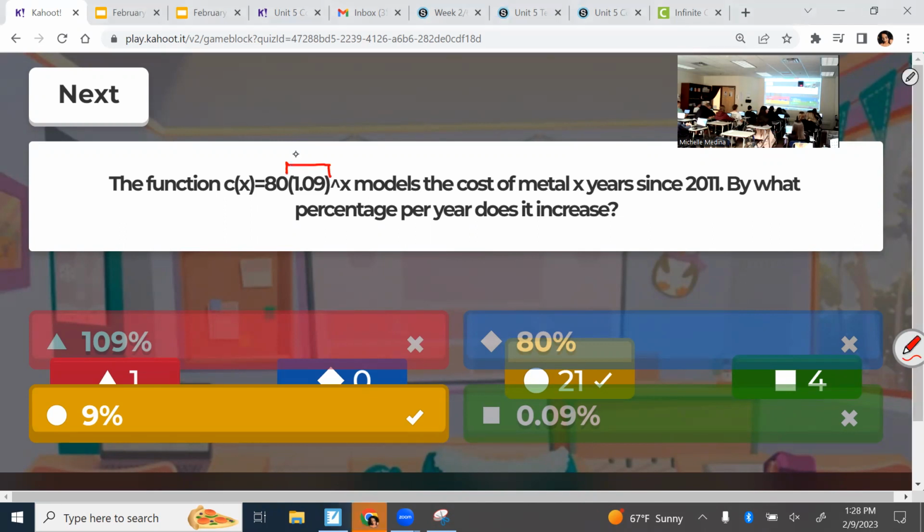So we look at the b again in our equation, right? We know b, when a percentage is involved, is 1 plus or minus r, right? And we already established that it's the 1 plus since it's growing. So if that became 1.09, what must have been the r? 0.09, yes. And Isabella, how do you convert decimals to percentages?